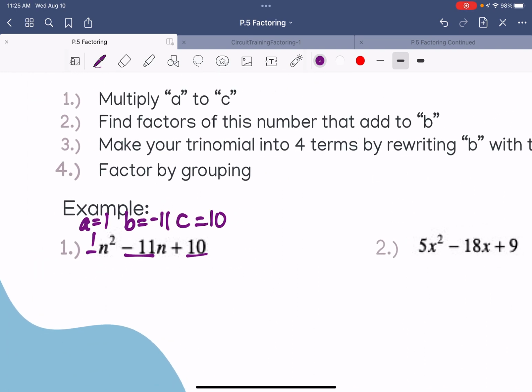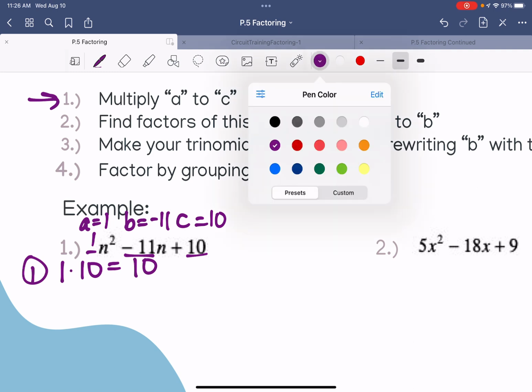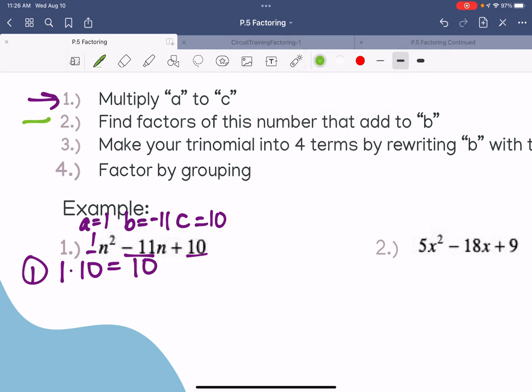So the first step of the process says to multiply A times C. So my first step, A is 1, C is 10. So that equals 10. All right, so we're going to continue on. The next step says find factors of this number that add to B. So first we have to list the factors. All right, what are factors? Factors are any 2 numbers that multiply to that number. So in this case, we're looking for 10. So any numbers that multiply to a positive 10.